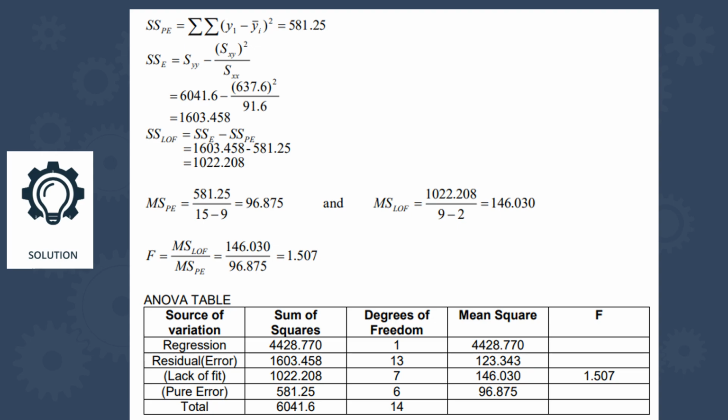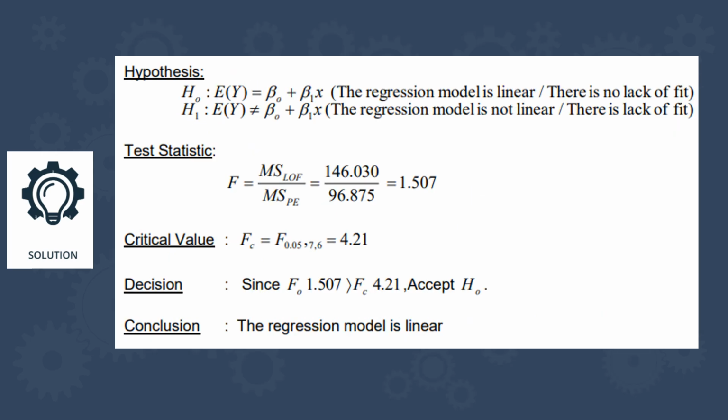And we can also construct the ANOVA table for this lack of fit test. Instead of the regular ANOVA table, we will have additional components like the lack of fit here and then the pure error. The remaining components are just the same. It's just that we have to add the lack of fit and also the pure error here. All right, and the rest is the same. You perform the hypothesis and then you get the decision, you obtain the critical value, and then you write down the conclusion for the hypothesis testing.